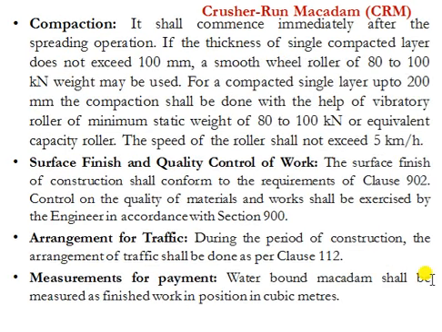So compaction shall commence immediately after the spreading operation. If the thickness of a single compacted layer does not exceed 100 mm, a smooth wheel roller of 80 to 100 kN weight may be used. For a compacted single layer up to 200 mm, the compaction shall be done with the help of a vibratory roller of minimum static weight of 80 to 100 kN or equivalent capacity roller. The speed of the roller shall not exceed 5 km per hour.